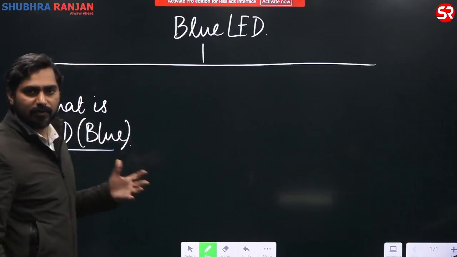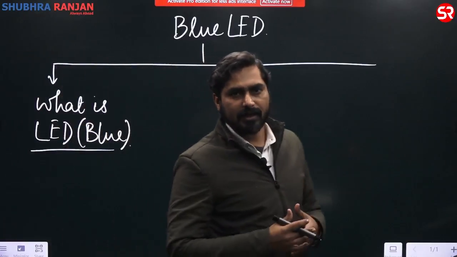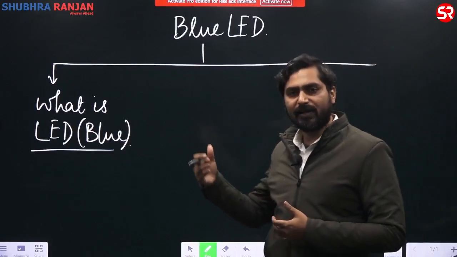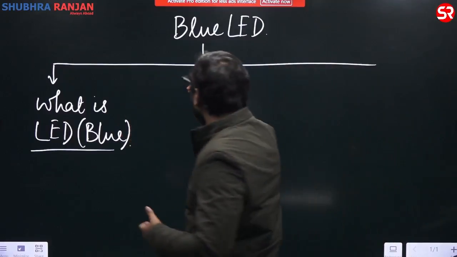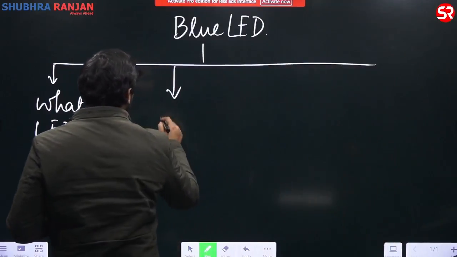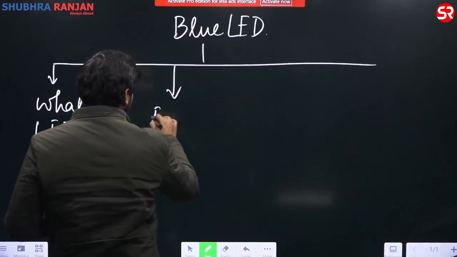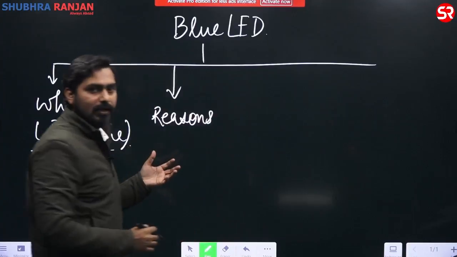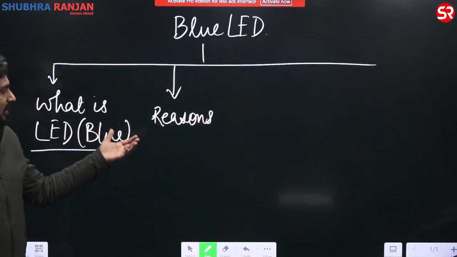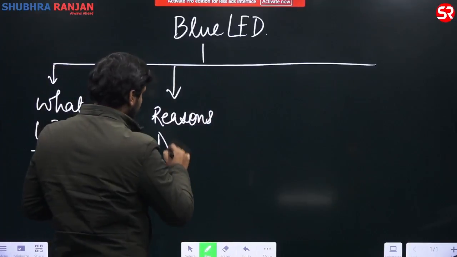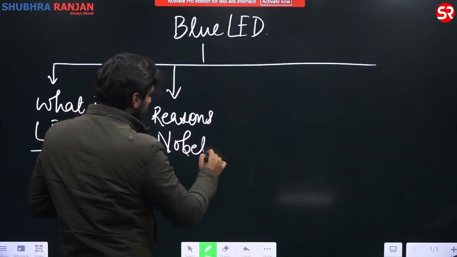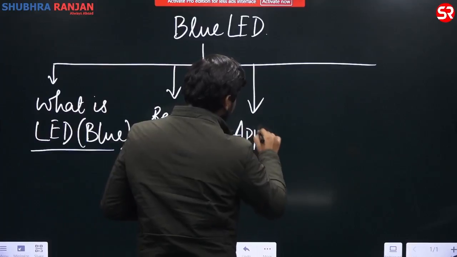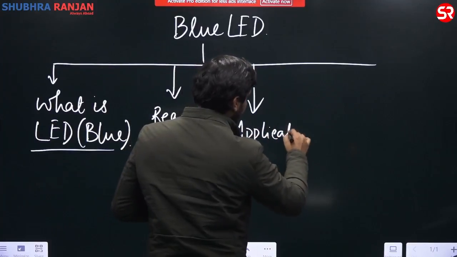And because the question is talking about this invention receiving a Nobel Prize, we should try to find out the reasons why this LED was given a Nobel Prize. So, the reasons, or what was the novelty with respect to blue LEDs that it was given the Nobel Prize. Then we will see the applications in our daily lives, which is the major thrust of the question.